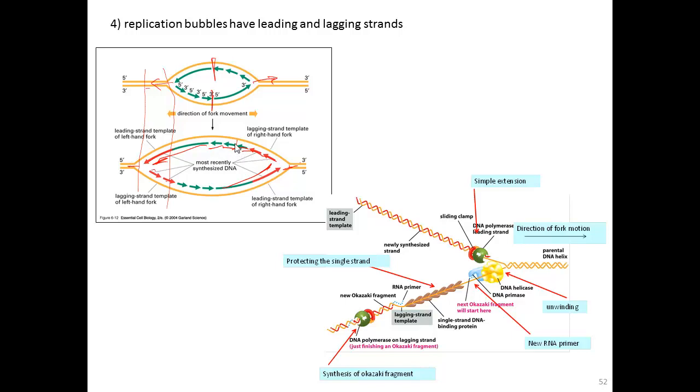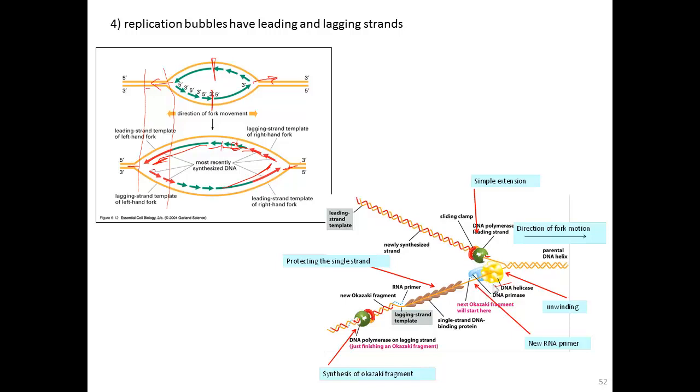Each of these fragments has a little RNA primer, which is degraded, and then finally a ligase enzyme will stitch these little pieces together. This is a blow-up of a replication fork. You have a helicase, which is going to unwind the DNA as the replication fork moves forward. On the leading strand, you have DNA polymerase with a sliding clamp.